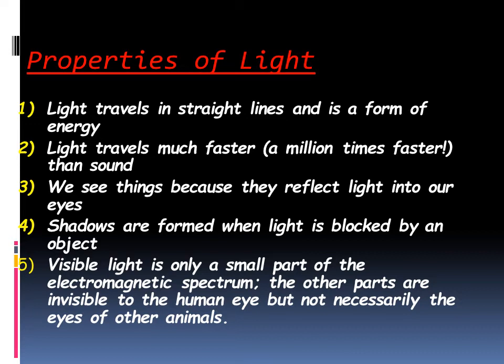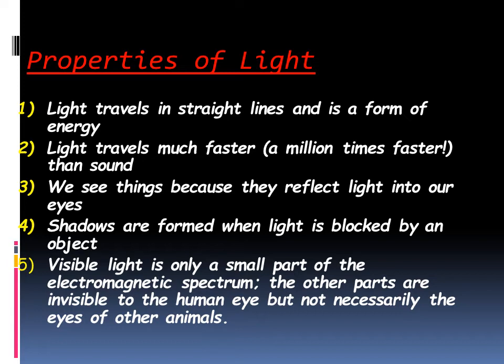Now the fifth one, visible light is only a small part of the electromagnetic spectrum. This word electromagnetic spectrum is quite a standardized term. You will learn this topic in your higher classes, but I can explain it to you. That means whatever light we see, it's not the whole part, only a small part is visible, the other parts are invisible to the human eye.